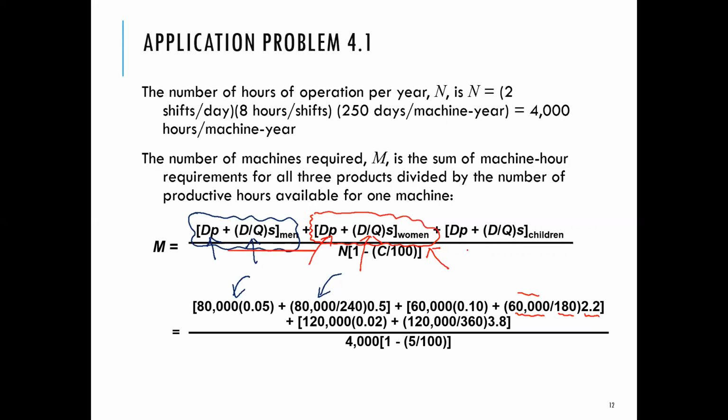And again, we will repeat the same procedure for children's sandals. So the first term is the time required on the machine to make the product or to fulfill the demand. Plus, not only do we require time to make the product, we also require time to set up the machine to make the product. And again, you'll repeat the same thing.